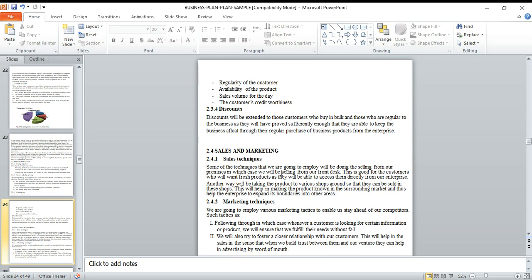So sales techniques, some of the techniques that we are going to employ will be doing the selling from premises, in which case we will be selling from our front desk. This is good for the customers who will want fresh products. Then under sales techniques also, we have another way: we'll be taking the product to the various shops around. You see? Then marketing techniques, following through.